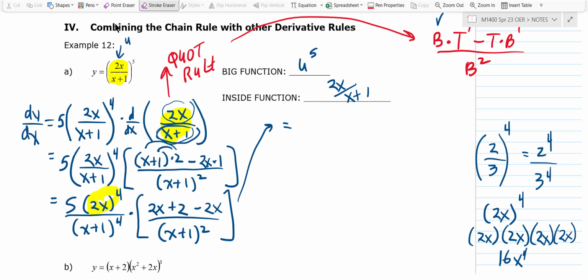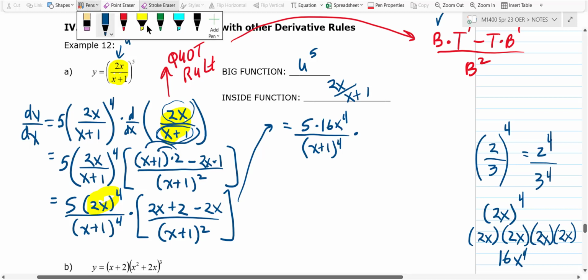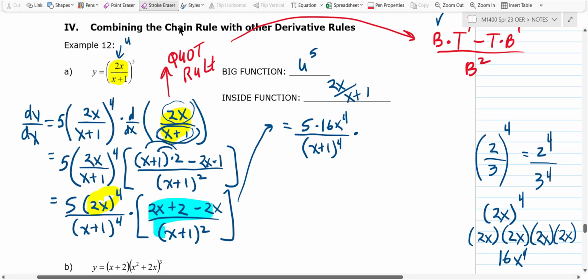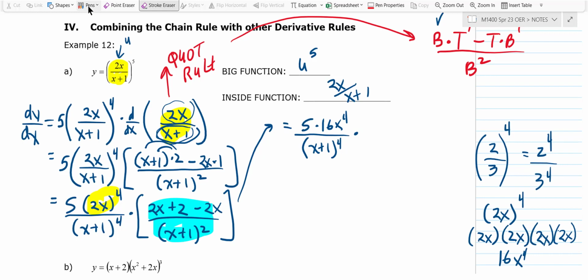So that becomes 5 times 16 x to the 4th, and then we're still going to leave the x plus 1 to the 4th alone for now. So that's the algebra that pops up there. Now, if you look inside of your parentheses here, what do you see happening? What's the basic thing that happens?